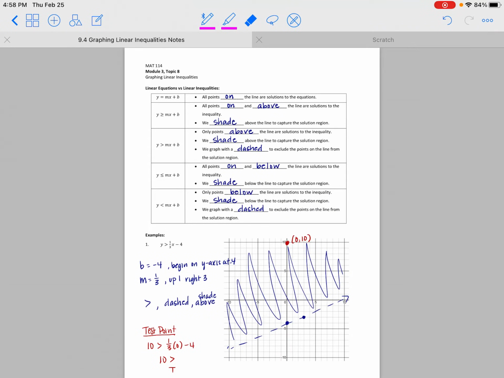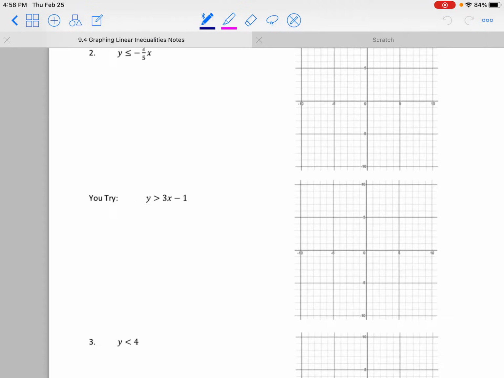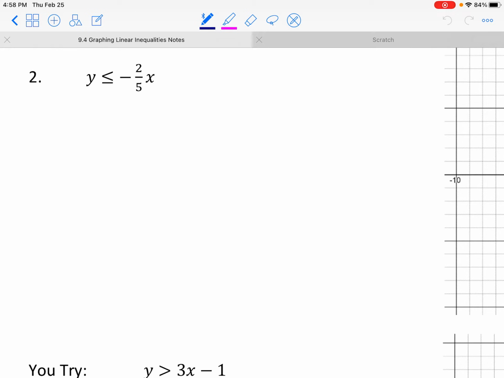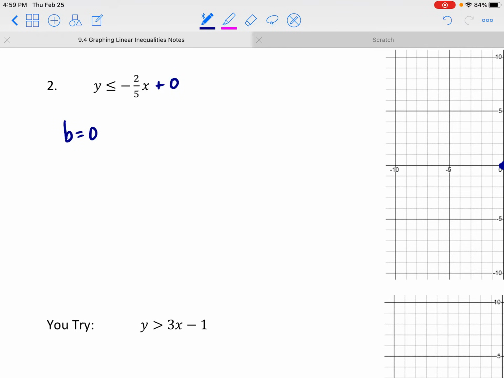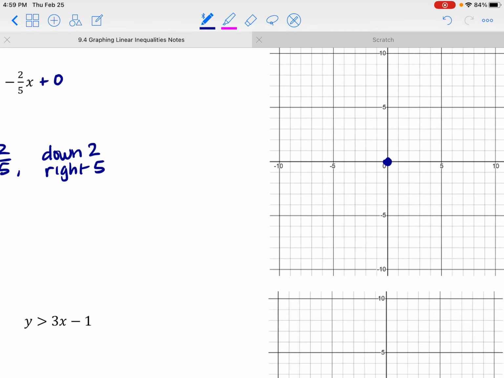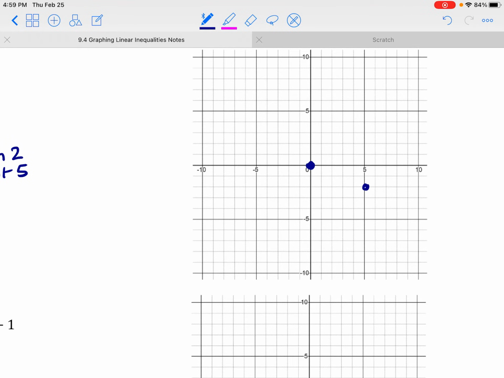Okay, so let's try this again. Let's try the next one. So we have here y less than or equal to -2/5 x. This one doesn't have a number out here for b, which means we're going to begin on the y-axis at the origin. So I'm going to make that point. And then my slope is -2/5, so that tells me from that point I just made at the origin, I'm going to go down 2 and then right 5 to get to my next point. So from here, down 2, right 5, and make another point.